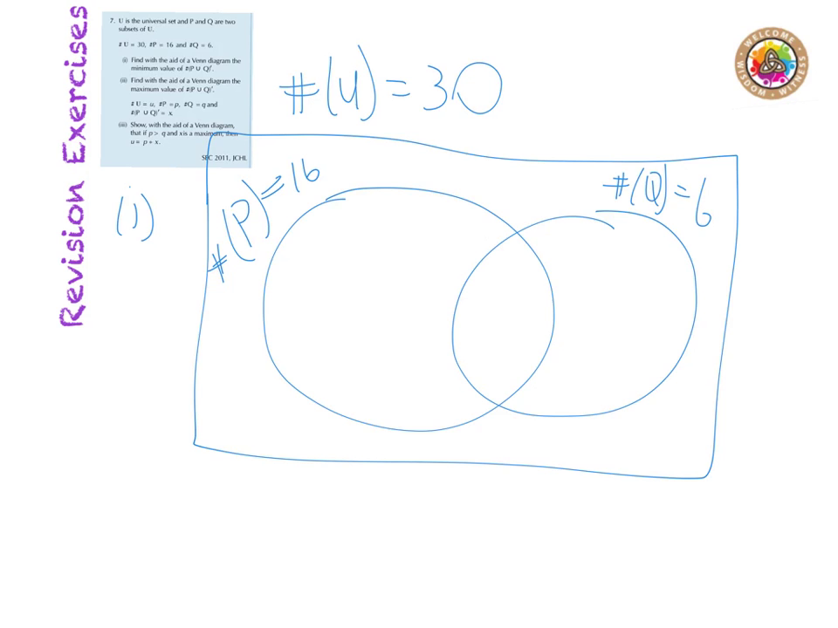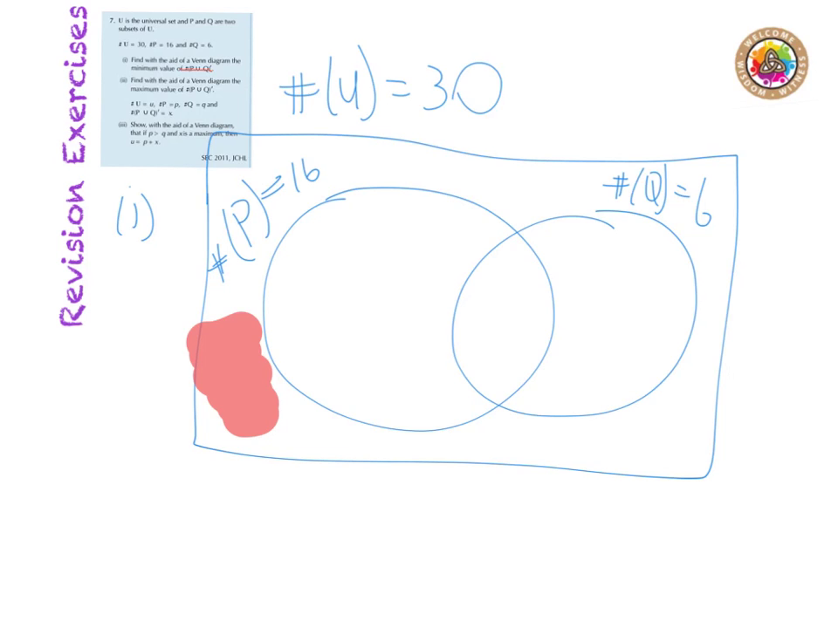Now, if we read the question again, it says, find with the aid of the Venn diagram the minimum value of (P union Q) complement, okay? And so that is obviously the area that we know as outer space. So this area here, essentially. Now, something like that can be a little bit daunting.